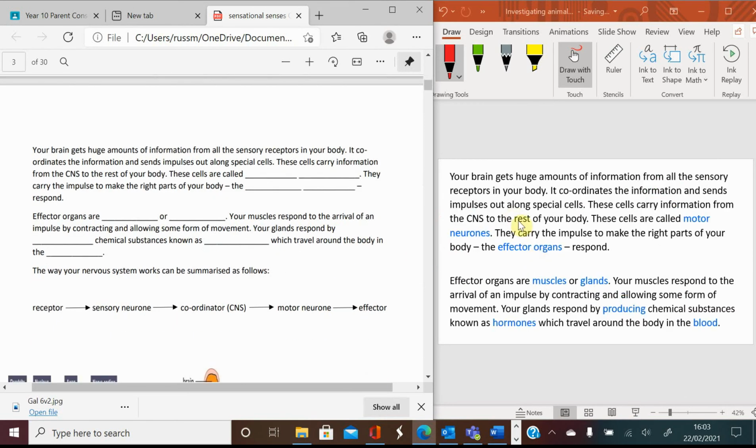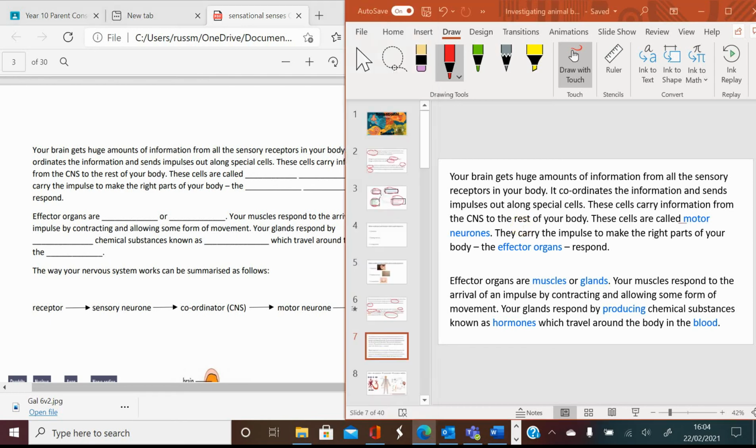What's going to happen then is your brain gets all this information. Okay, it can be overload at times, so it's going to take it from these sensory neurons. It then has to coordinate all of this. It has to make sense of it, has to decide what gets passed on and where it goes, what's going to happen with this information. So it's going to send it out along special cells. These cells carry information from the central nervous system to the rest of your body. These cells are called motor neurons. All right, so they're going to take the information and do something with it. And they carry the impulse to make the right parts of your body respond.